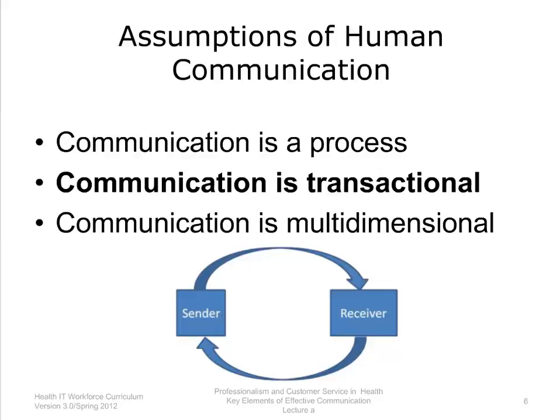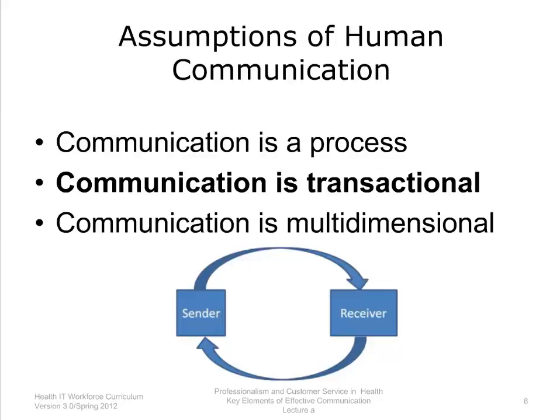The transactional nature of communication suggests a reciprocal relationship where there is a continual feedback loop. In this way, the sender influences the receiver. In turn, the sender is influenced by the receiver. Stated more simply, communication can be thought of as a two-way street. The information communicated may adapt to the conversation.